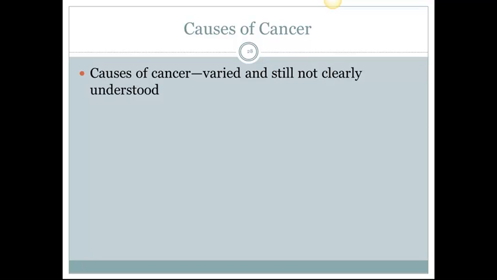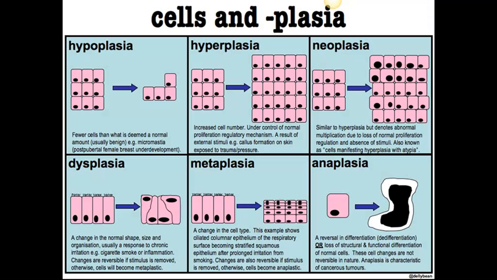Causes of cancers. Really, we don't clearly understand what the causes of cancers are. Cancer is a type of neoplasm that involves uncontrolled cell division. There are several different types of cell abnormalities. We have hypoplasia, which means there are fewer cells there. Hyperplasia, which means there's a lot more cells. A lot of times we think of a callus as a hyperplasia. Sometimes hyperplasias can be due to hormonal imbalances or hormonal stimulation.